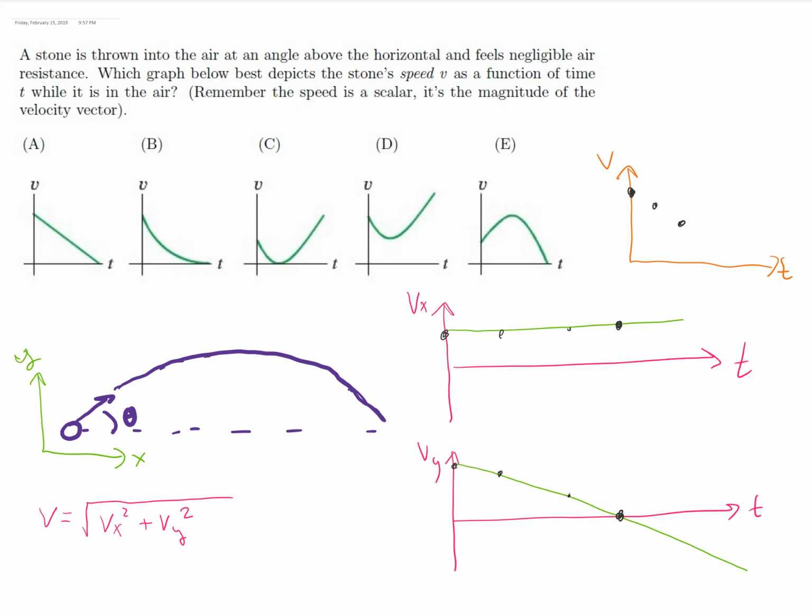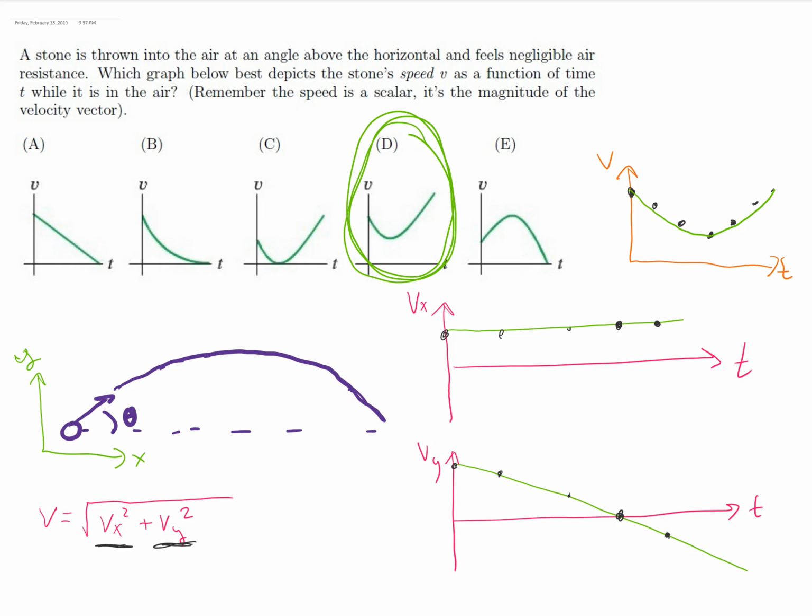The speed's going to be at its minimum value, but it's not going to be 0, right, because there's still an x component. Here, now vy has gone negative, but the magnitude has both of these squared, so now the speed's going back up again, and up and up. So you can see that the speed as a function of time should look something like this, and that's most similar to this graph here. So the answer should be D.